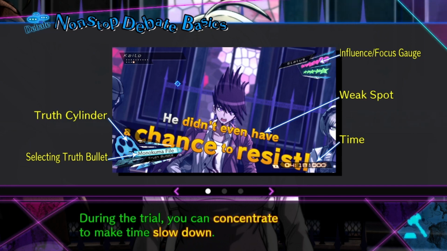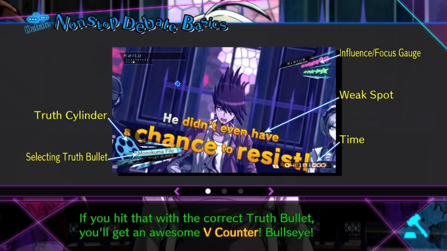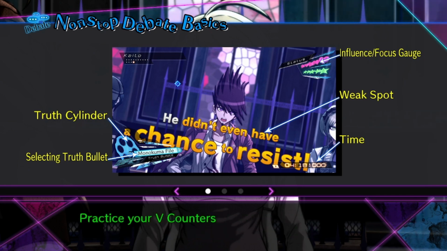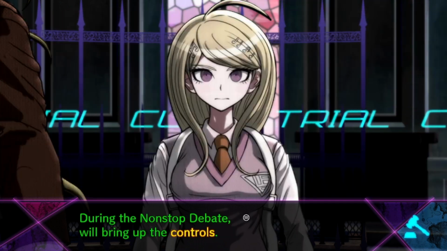That's been in every game. This will also reveal a small red dot within weak spots called the V point. If you hit that with the correct truth bullet, you get an awesome V counter, bullseye. V counters really improve your score and number of mono coins you earn, so try that out. Okay, that's useful information for actual trials. That probably doesn't pertain to the demo, though. Practice your V counters in this trial version, so you look like a pro when the game comes out. That was my plan.